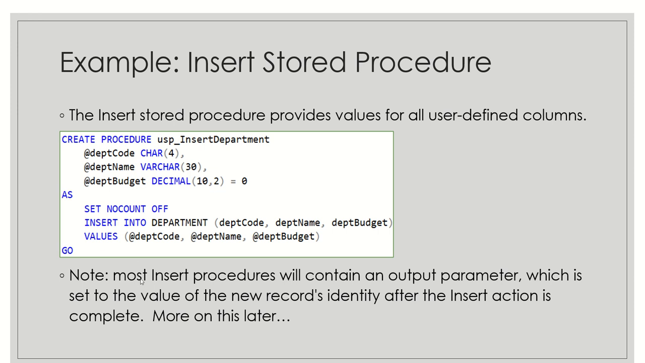Most insert procedures would contain an output parameter that is set to the value of the new record's identity. So for example, if we were inserting customers, we wouldn't be able to specify what value we want for customer ID, or excuse me, for employee ID if we were inserting employees. We can't provide a value for that because it's an identity column and it's generated by the table when the insert happens. So typically what we would do for an insert procedure when the ID is an identity is we would have that output parameter. We would select the value of the recent identity and return that after the fact.